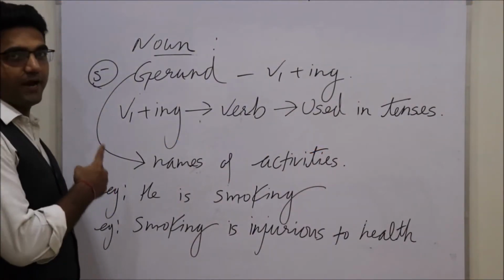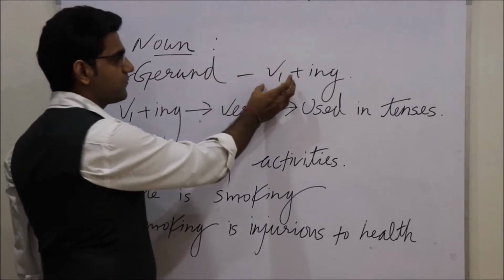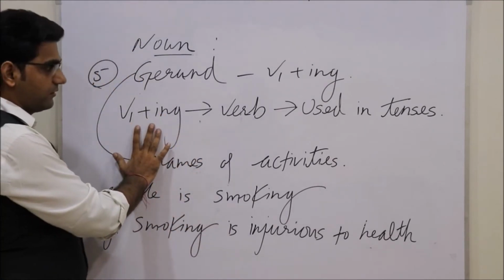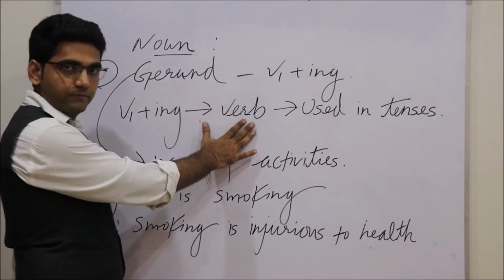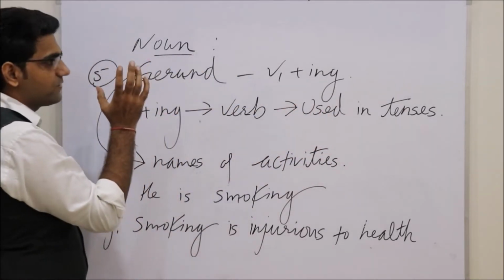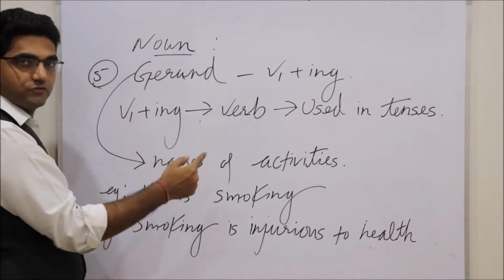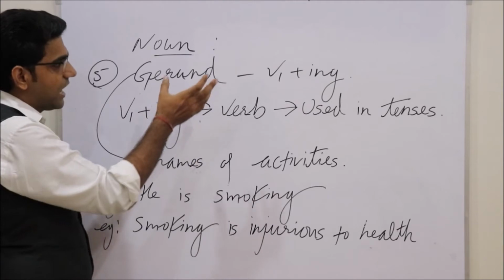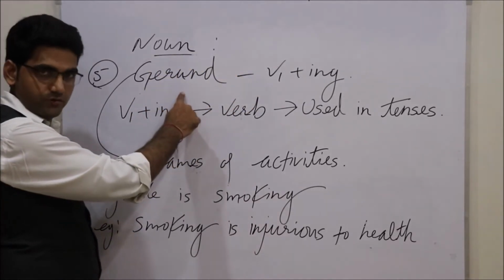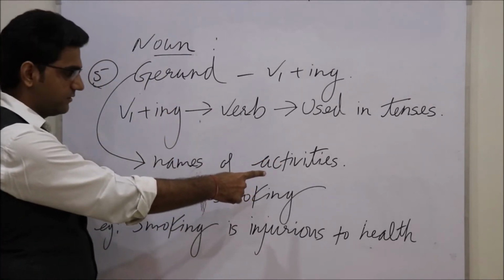Alright, so point number 5 is gerund. Gerund means the first form with ing. But the first form with ing is also a verb when used in tenses. By adding ing to the first form, we also make nouns. And when we use ing forms of verbs as a noun, they are called gerunds. They are names of activities.